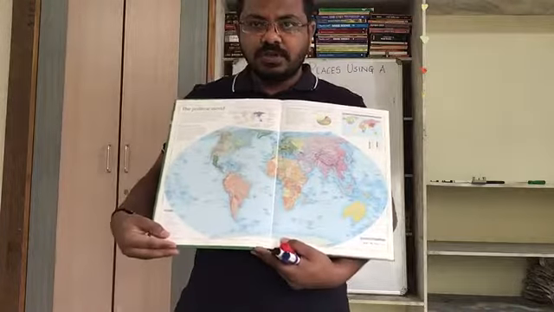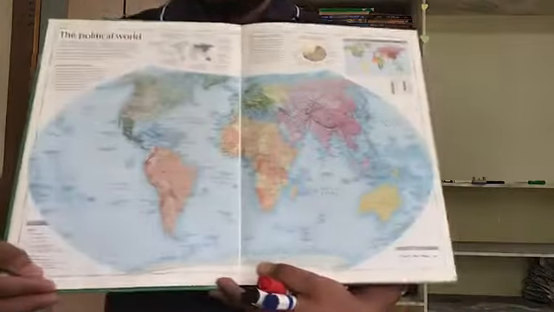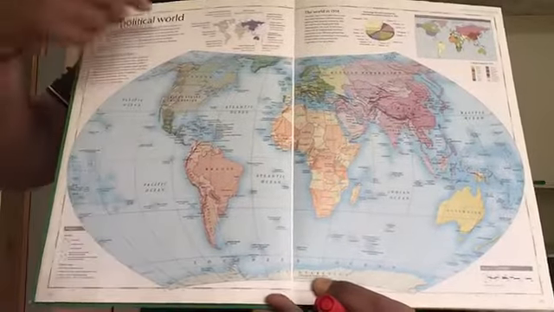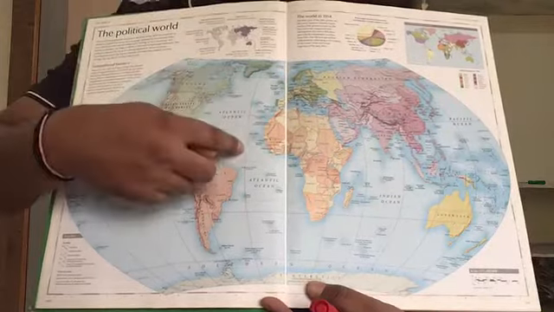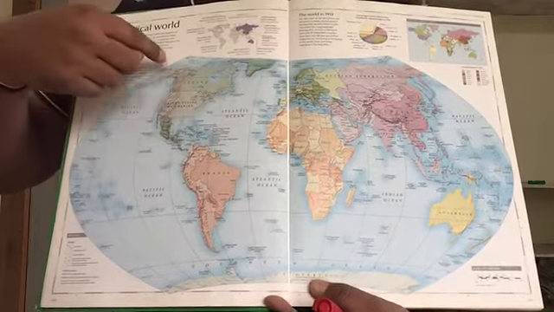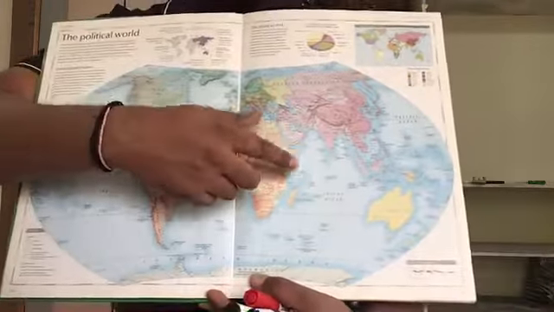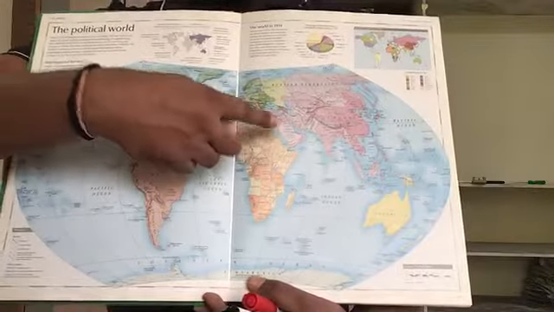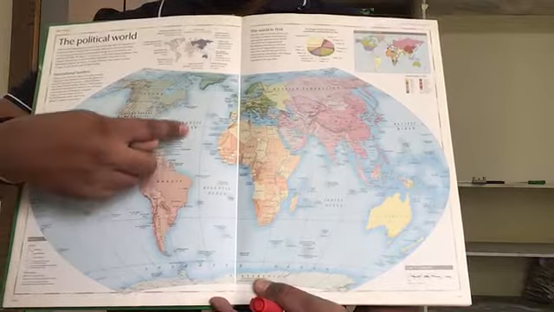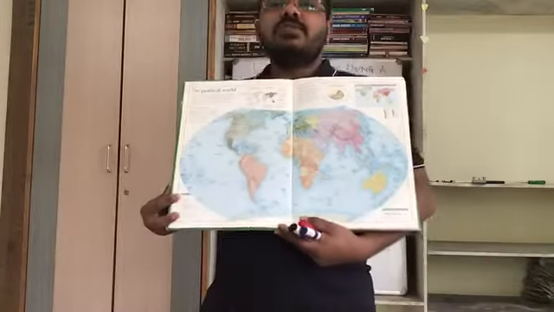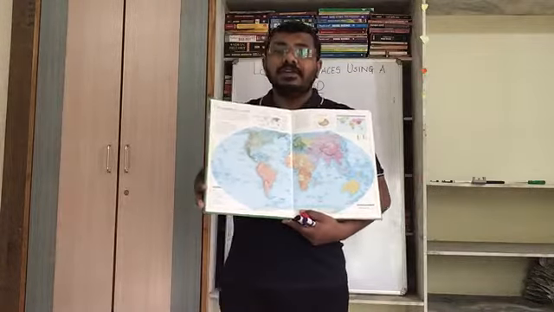These horizontal and vertical lines, we used to call them latitudes and longitudes. So here in the map, if you see, there are a number of lines which run from north pole to south pole. These lines are longitudes, and there are lines which are running from east to west. These lines are called the latitudes. So these latitudes and longitudes make a grid.